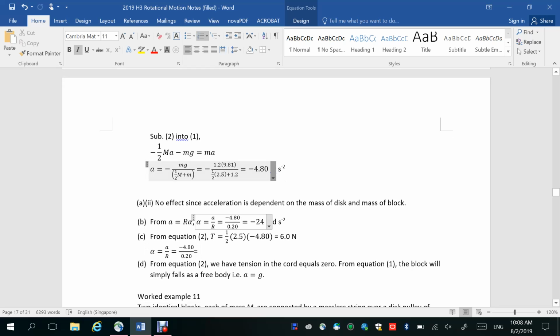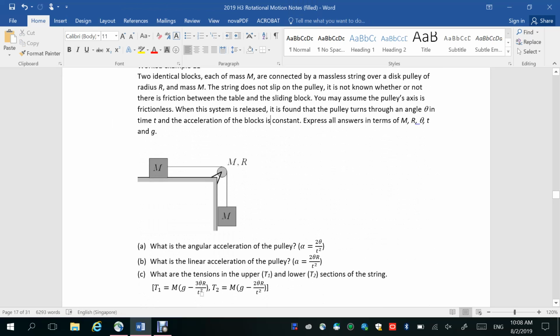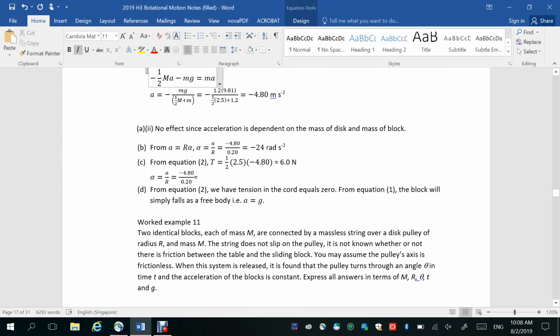Or you can look at this equation also. If M equals 0, then the small m cancels off, and A will equal g. So it will be free fall. For equation 2, if the tension is 0, then from equation 1 the block will simply fall in free fall, as the acceleration equals g. Or you can just use the equation derived from 1 and 2, and straight away you can deduce that A equals g.